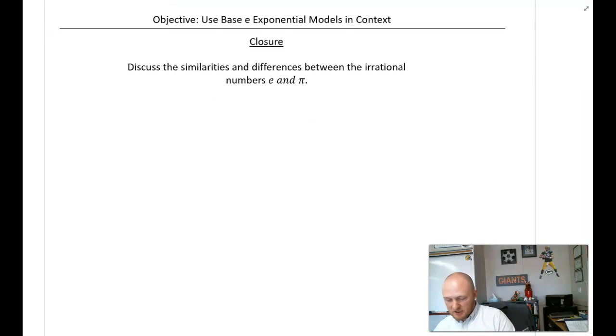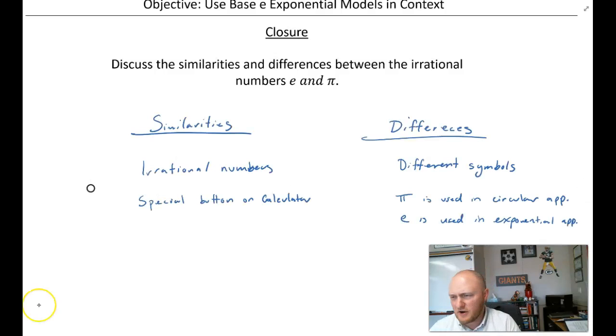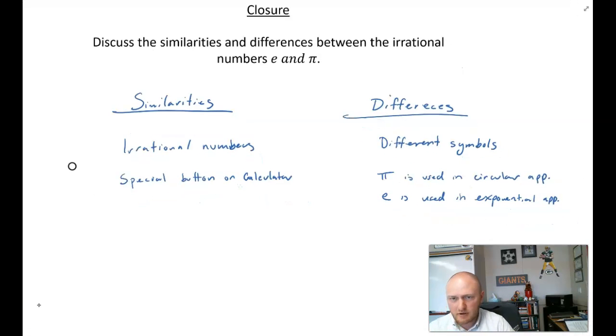All right, for closure, please discuss the similarities and differences between the irrational numbers e and pi. Hopefully you came up with a couple. Here are some that I just quickly brainstormed. Similarities: they're both irrational numbers, they both have special characters with their own button on a calculator, and they're both numbers. Some differences are that they have different symbols: one's a letter and one's a Greek letter. Pi is used in circular applications, and e is used in exponential applications.